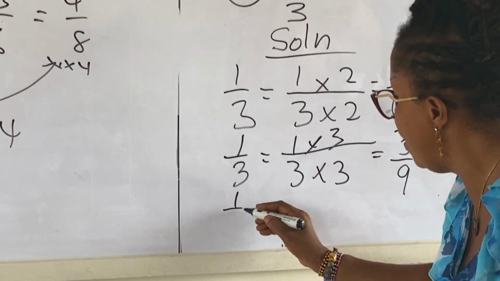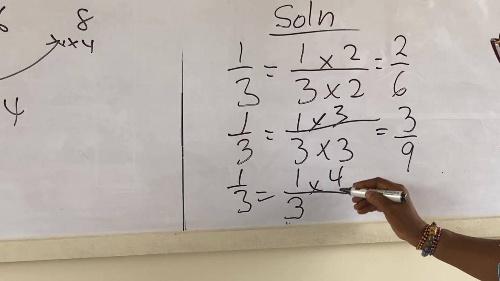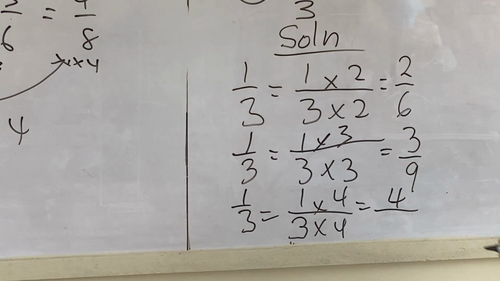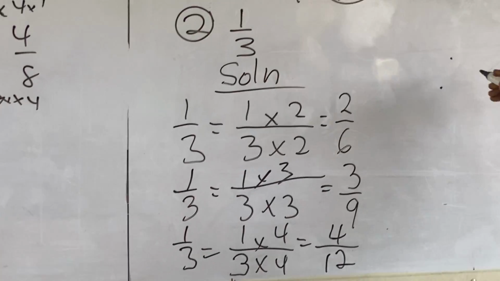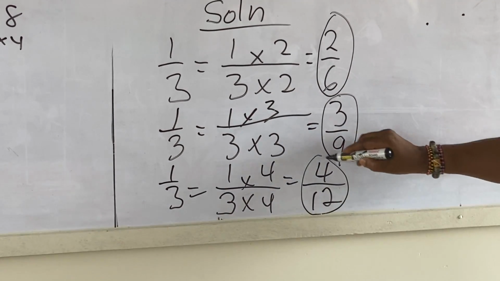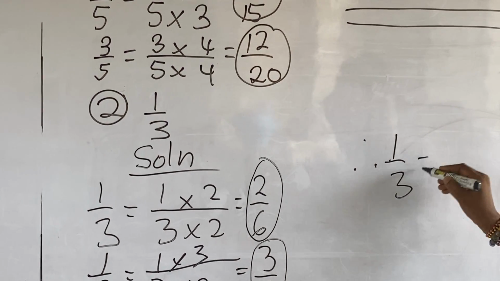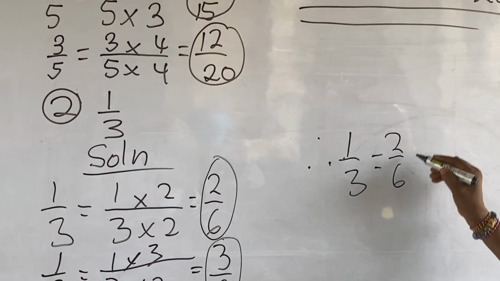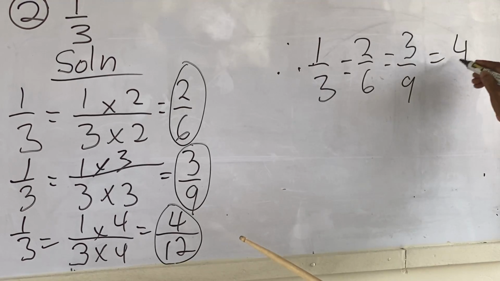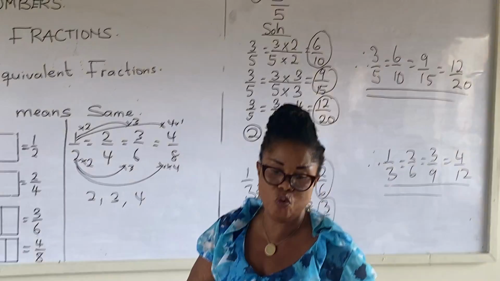Then the last one is 1/3 equals to, repeat your 1/3 times 4 over 4. 1 times 4 is 4. 3 times 4 is 12. Therefore, we have 3 new fractions here which are equivalent to 1/3. So therefore, 1/3 is equal to 2 over 6 is equal to 3 over 9 is equal to 4 over 12. So all these 3 numbers are equivalent to 1/3.